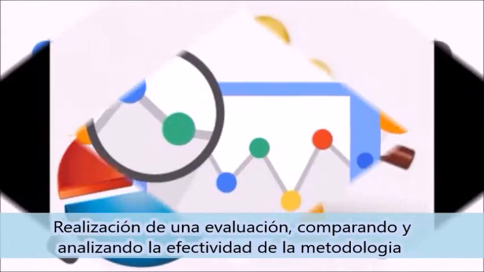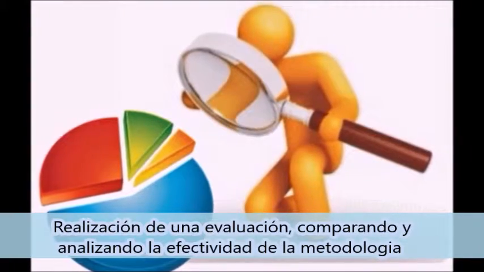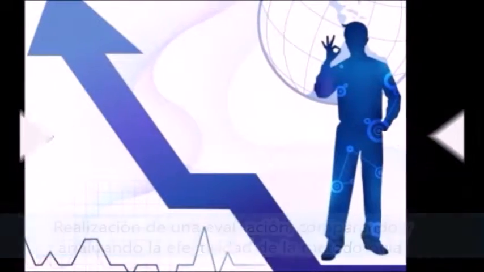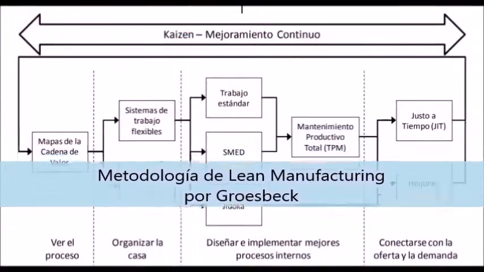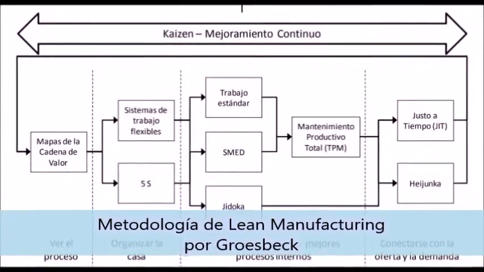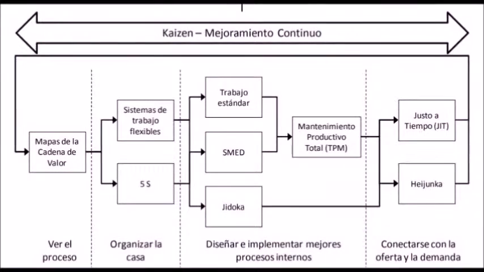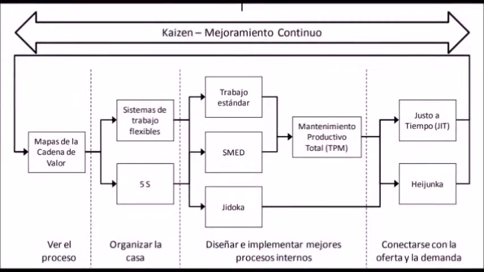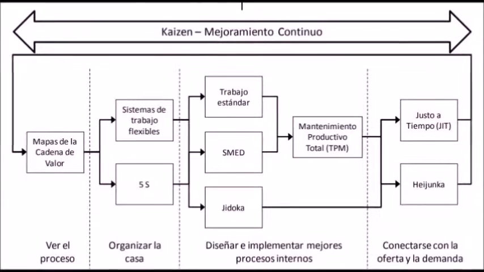and analyzing how effective the techniques of the methodology were in the company. It is also necessary to implement continuous improvement at all times. Below is a proposed structure of the lean manufacturing methodology created by Grossbeck, which can serve as a guide to what part of the company I want to improve and what technique should be used for each case.